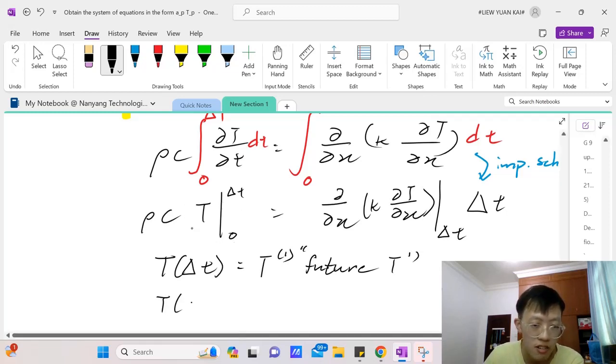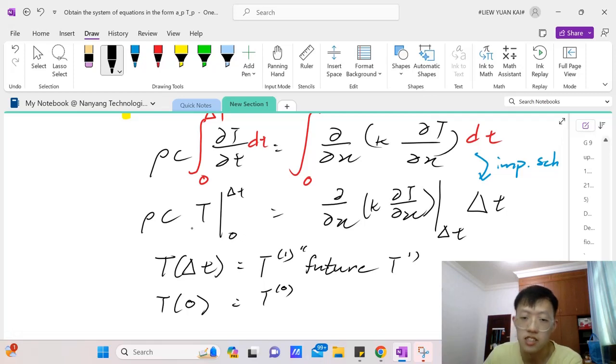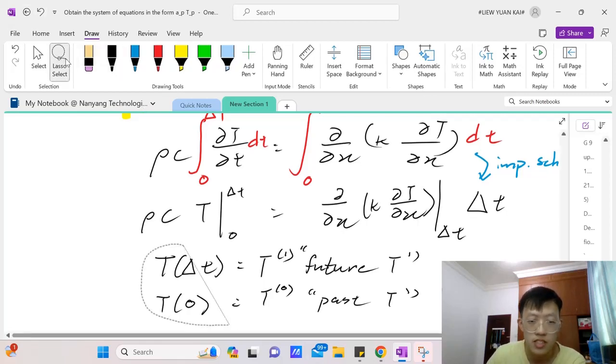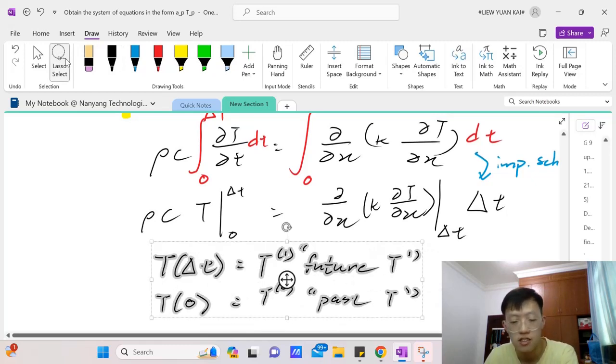So T at 0, we're going to denote this with T at 0. So this is the past T. This is a bit of nomenclature which I will use. The T evaluated at delta T, I'm going to call T at 1. The T evaluated at 0, I'm going to call T at 0, or T0, T1, T0, okay? Or T naught. Sometimes I'll call it T naught.